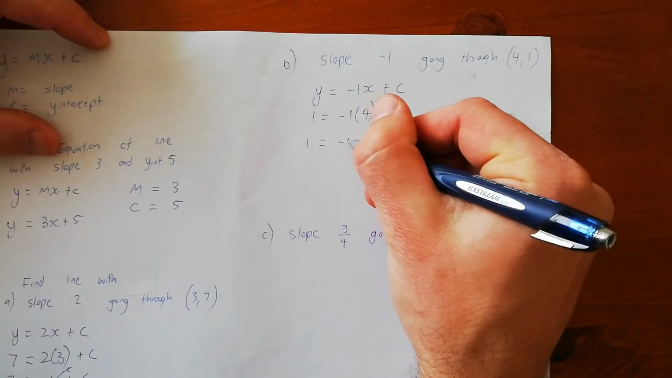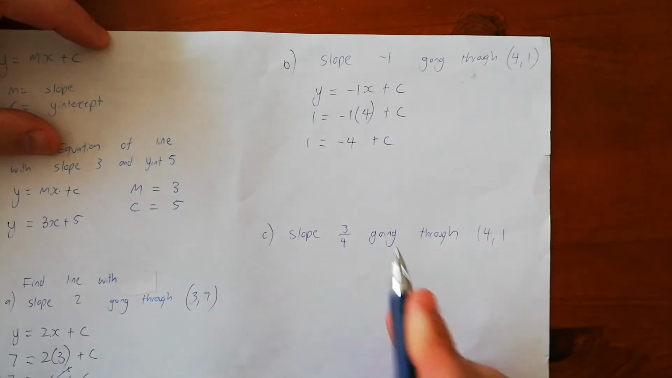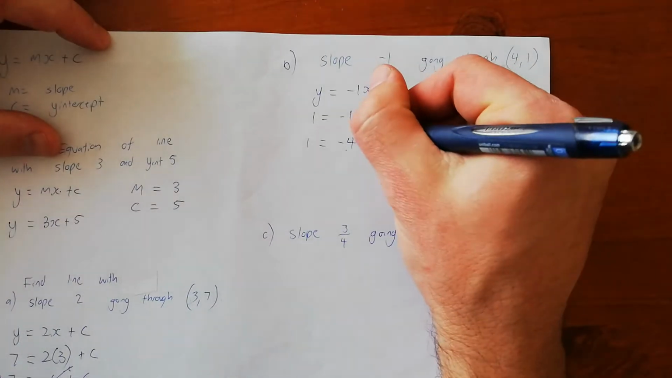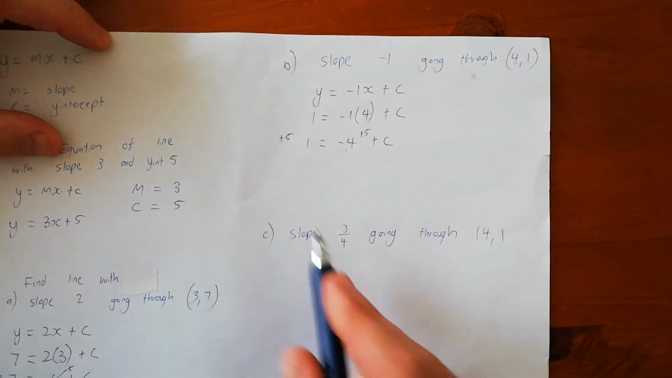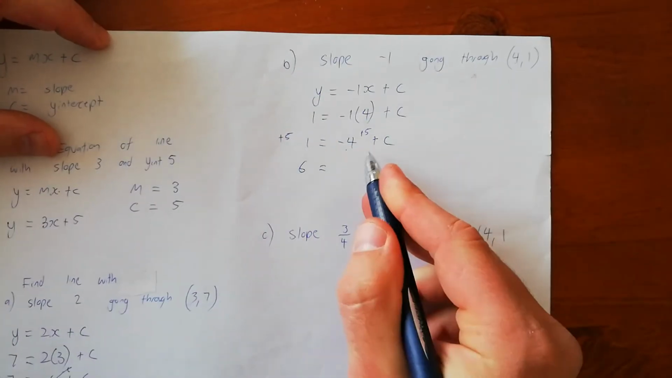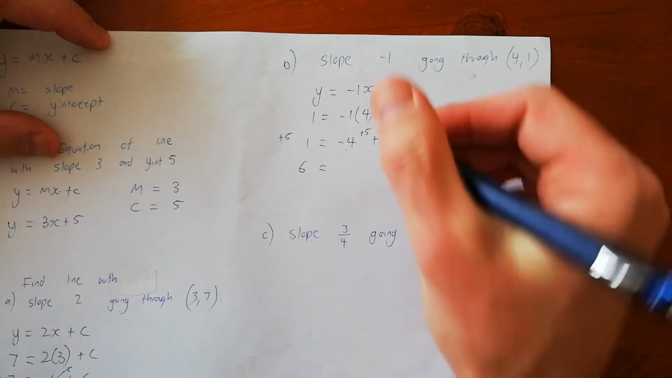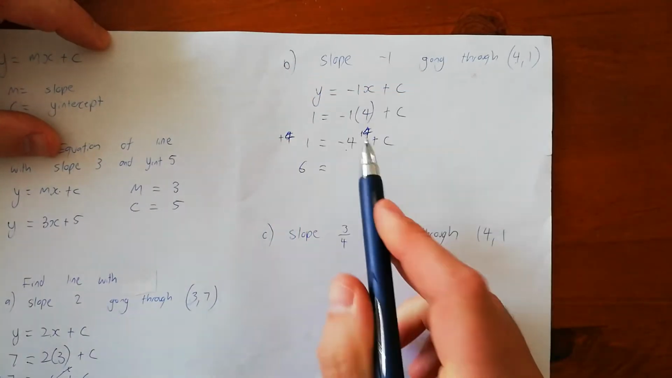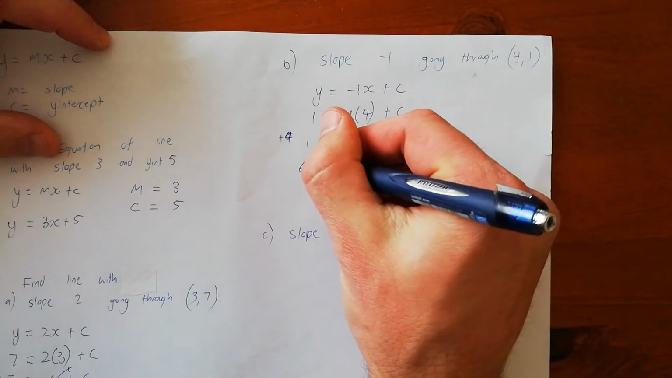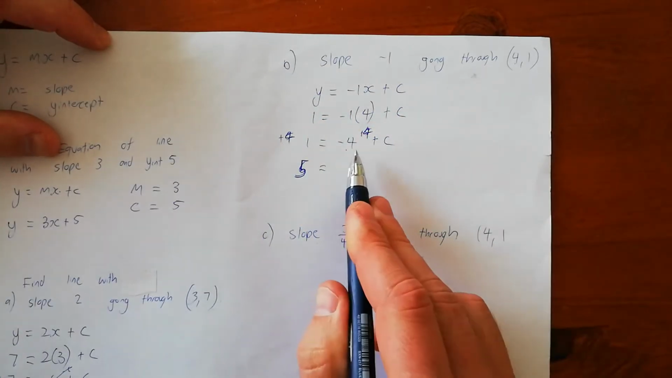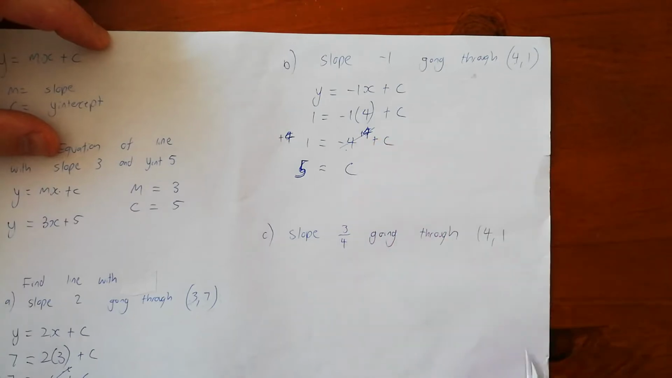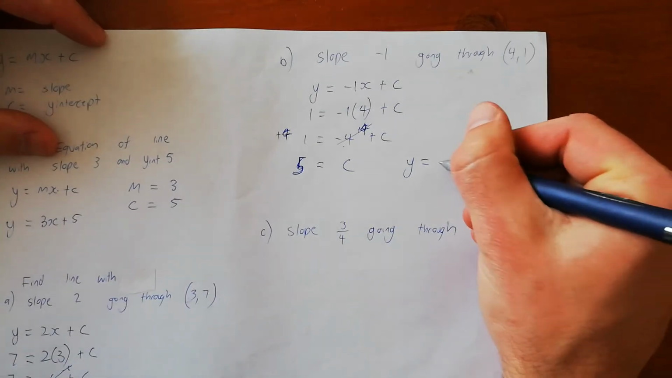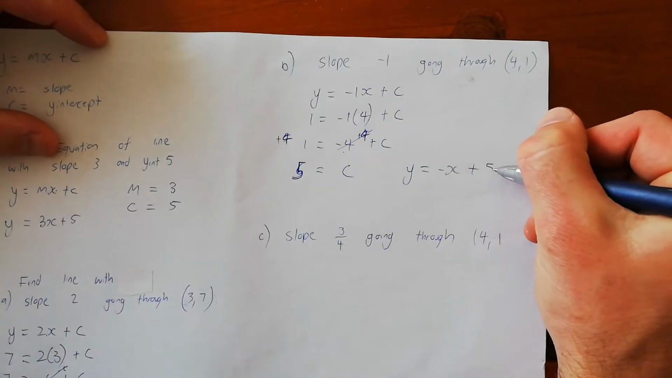So let's evaluate this a bit. 1 is minus 4 plus c. And the way we would get rid of minus 4 doing algebra is add 5 to both sides. So plus 5 here, plus 5 to this side. So on this side we're going to have 6. And over on this side, sorry, we're not adding 5, we're adding 4. The way we get rid of minus 4 is we add 4. So we've got plus 4 here, plus 4 here. Now 4 plus 1 is 5. And this will cancel, so we've got c is 5. So then this equation will be y equals minus x plus 5.